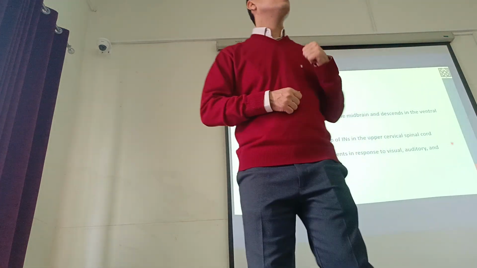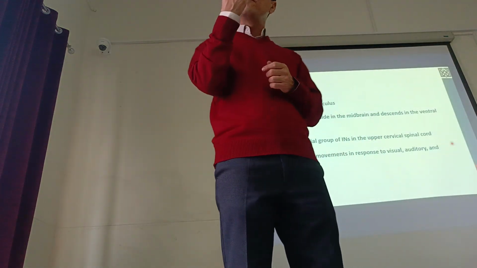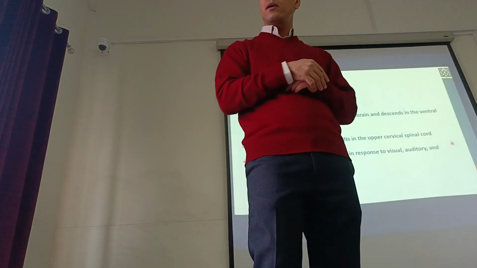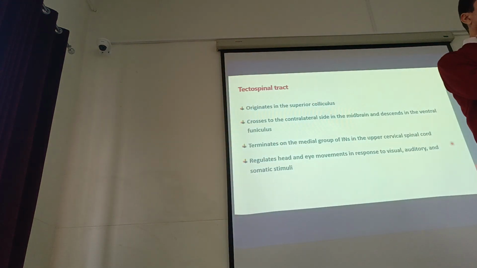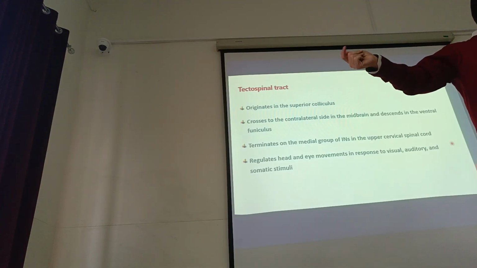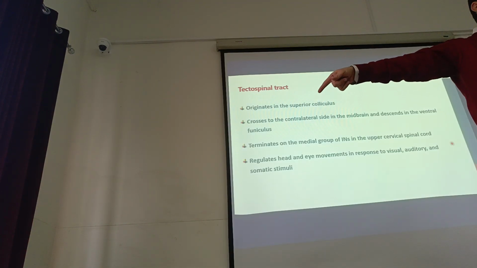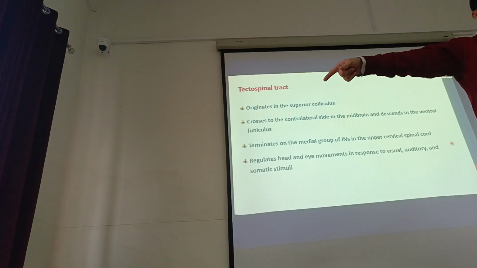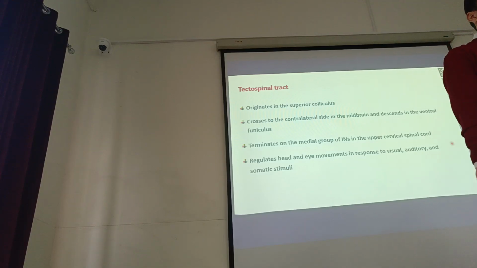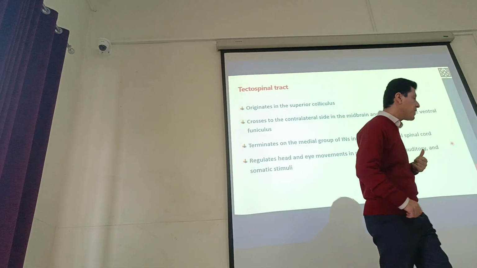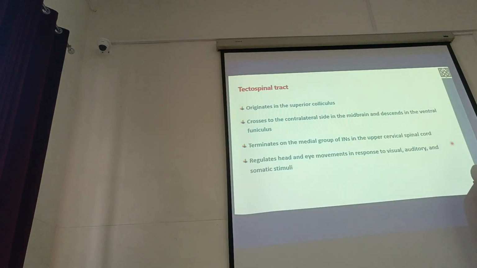The last one was the tectospinal tract that originates from the superior colliculus in the midbrain. They cause coordinated movements of the eyes and neck when we have a stimulation in the peripheral region. This stimulation may be visual or auditory or somatic. So if somebody touches you, right? Head and eyes move toward the stimulation, right? Tectospinal tract. So, any question here?